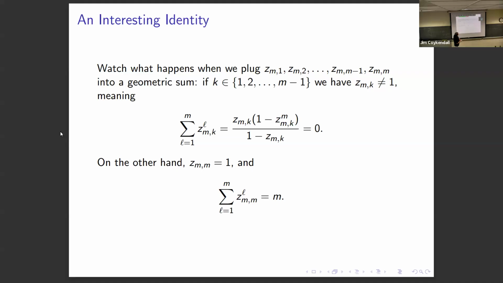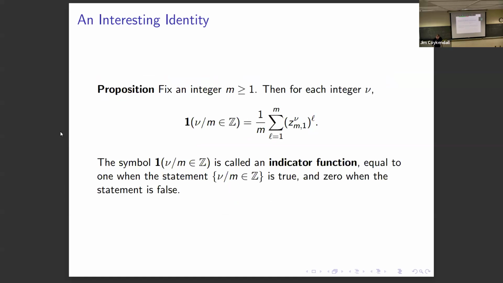solutions to the roots of unity. So if I look at the sum from l equals 1 to m of z_k to the power l, plug that in, I get this guy right here. Now, if k is not equal to m, so if k is anything from 1 up through m minus 1, that number is not equal to 1. It's somewhere else on the circle. So if I plug that into my numerator, I get 0. And I can divide by the denominator because it's not equal to 1. That's perfectly legit. So this is 0. Otherwise, if I let k be equal to m and plug that in, this is 1, so I just get m.